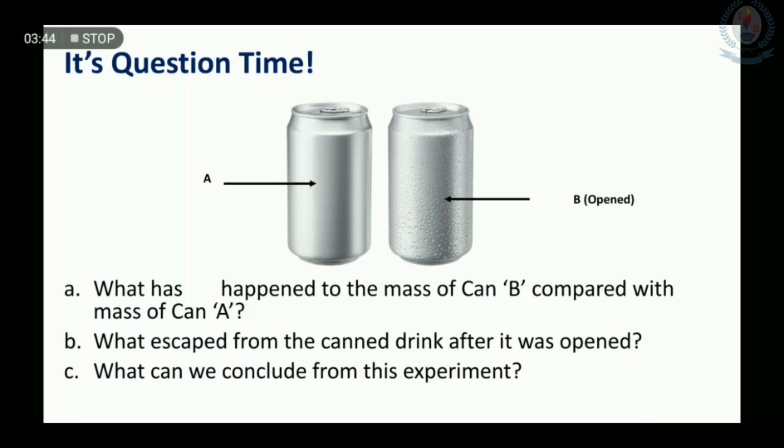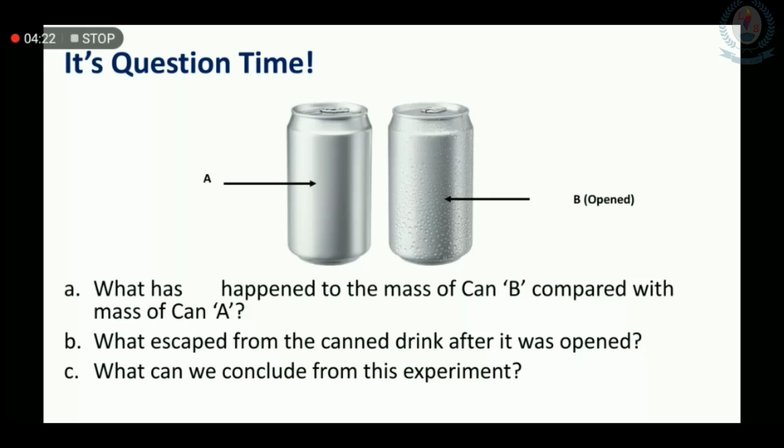In this question, this is what you got to do. A is an opened fizzy canned drink. Okay, right. B is an opened fizzy canned drink. Let's find the mass of can A using a digital mass balance. After about 2 hours' time, let's measure the mass of can B.